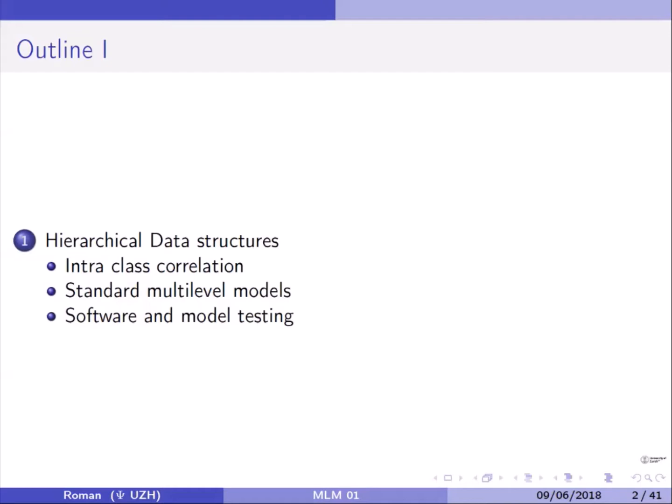Then we will take a look at some software that's available. We'll focus on R and discuss model testing procedures, which is a little different in multi-level modeling than most other frameworks.